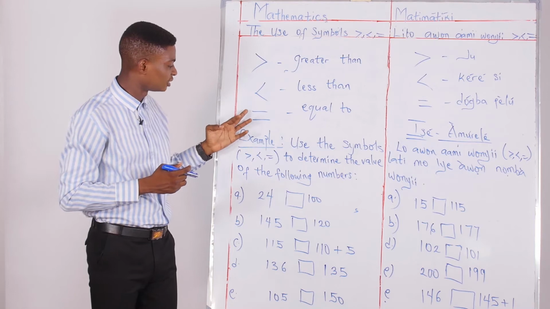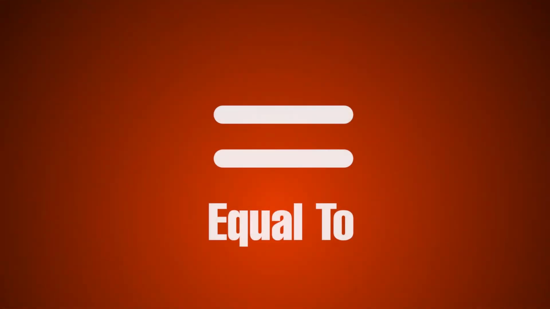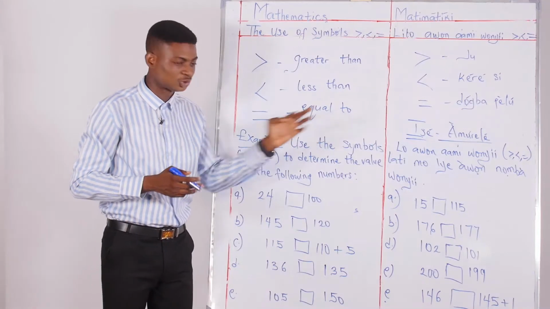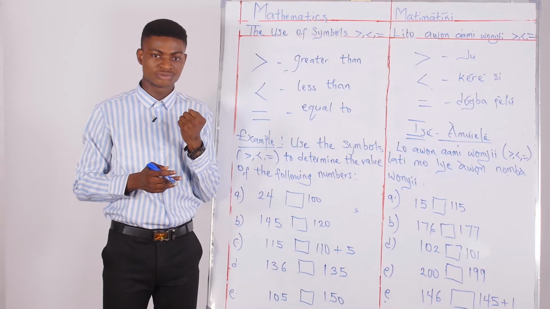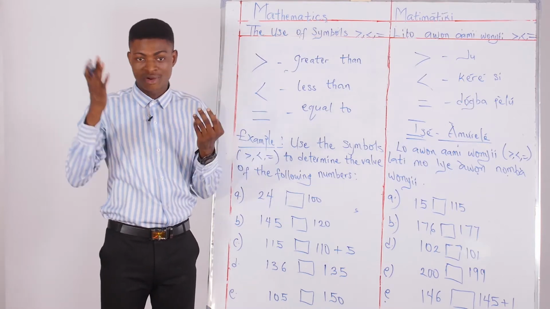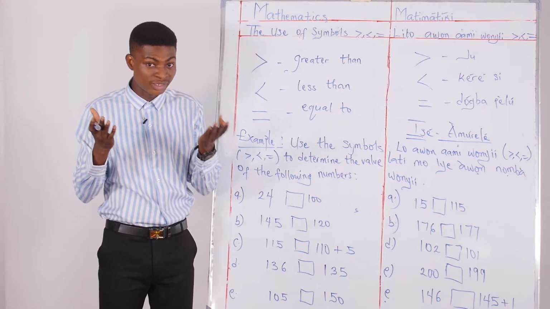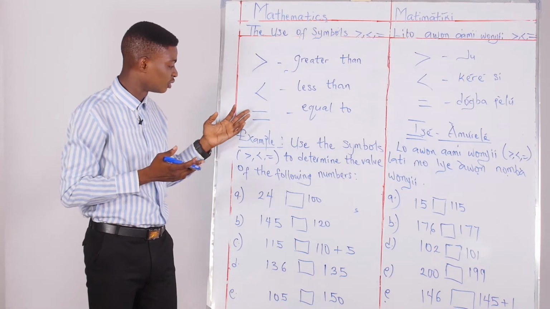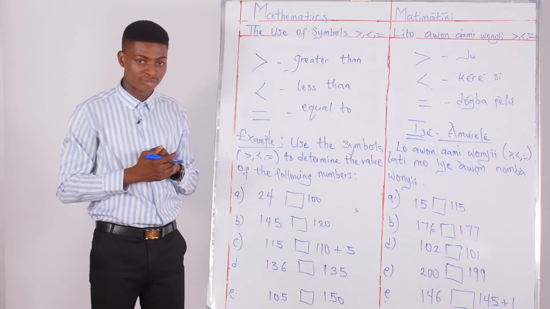Now, the last one is this symbol. This symbol simply stands for equal to. Equal to. Like now, if I'm to have 4 books on my left-hand side, and the same type of books, 4 books here on my right-hand side, that means they are equal. So you use this symbol. Are you getting it?